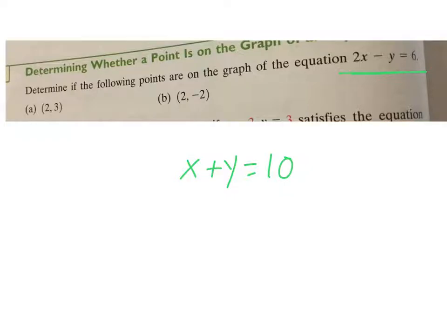5 and 5, 4 and 6, 7 and 3, 8 and 2, 9 and 1, 10 and 0. But you could also use 4.5 and 5.5. You could use 2.3 and 7.7, right? You could use all those decimals. You could use 80 and negative 70. So you see there is an infinite amount of solutions that will work, so it's impossible to name them all.